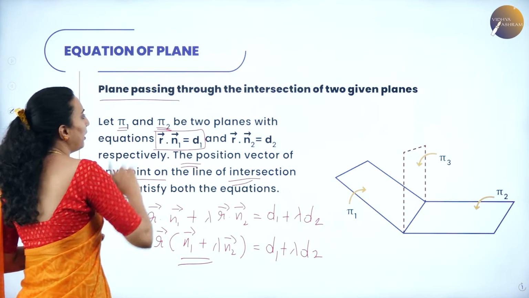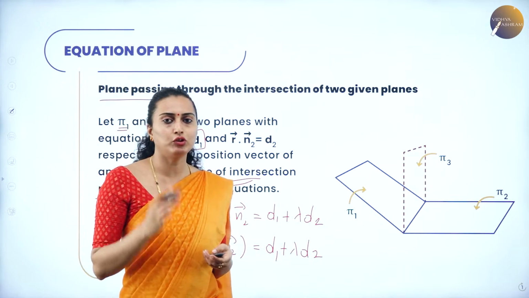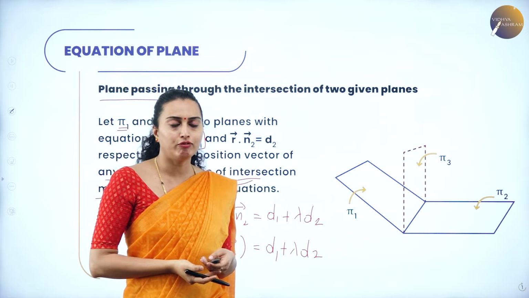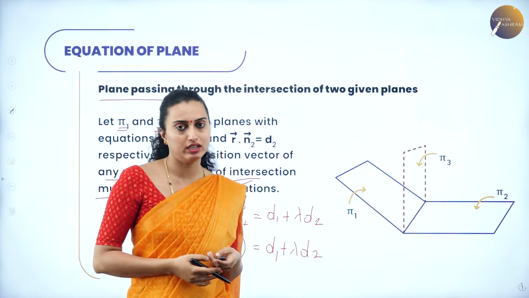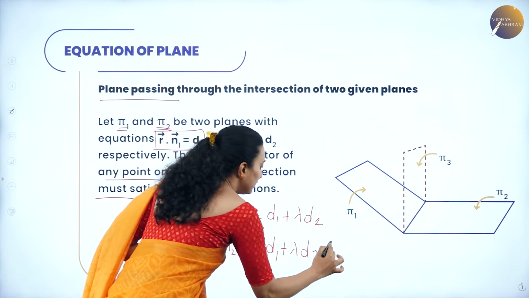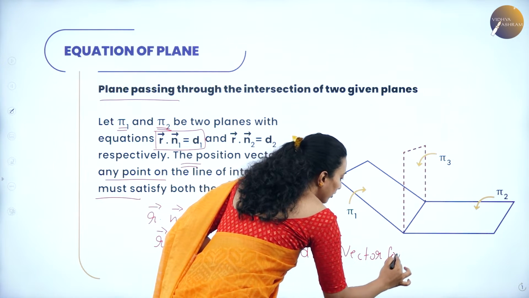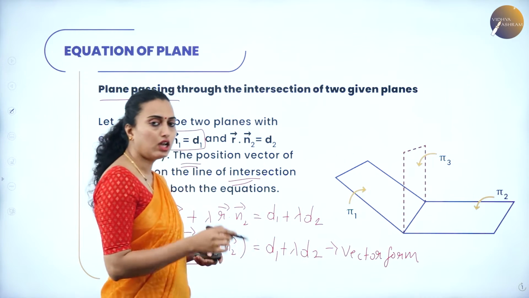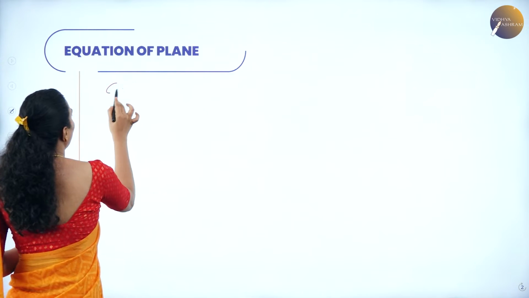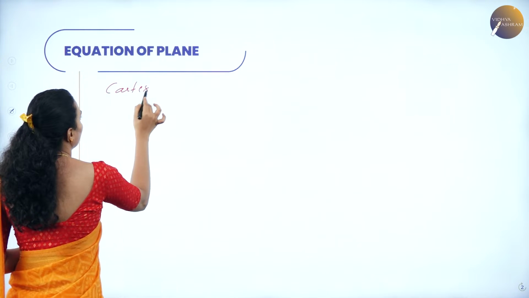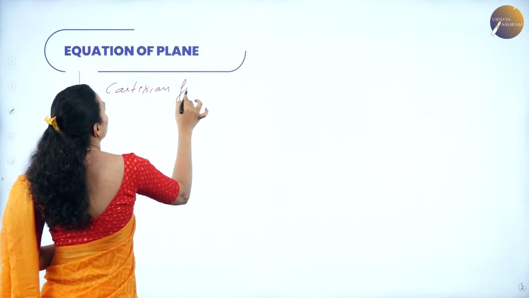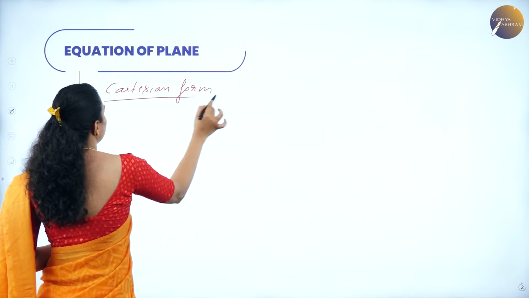What is that? A plane passing through the intersection of two given planes. So therefore, I need to find out now the Cartesian form. So this is going to be known as the vector form or vector equation. Now let us move on to the Cartesian form. So what is the Cartesian form given by?